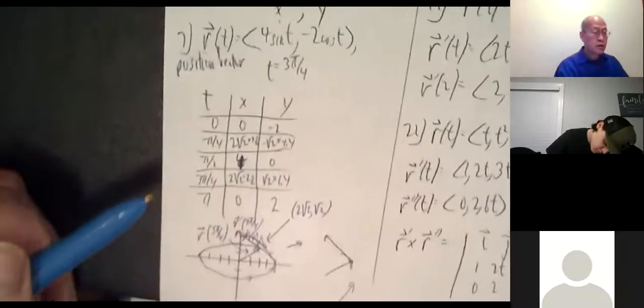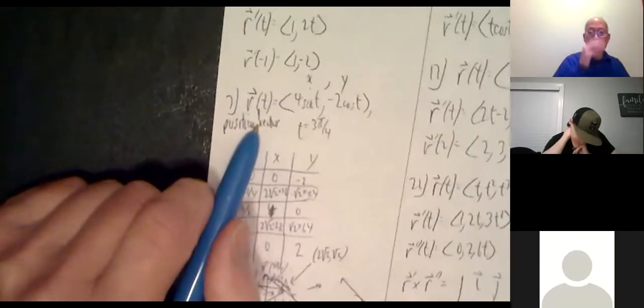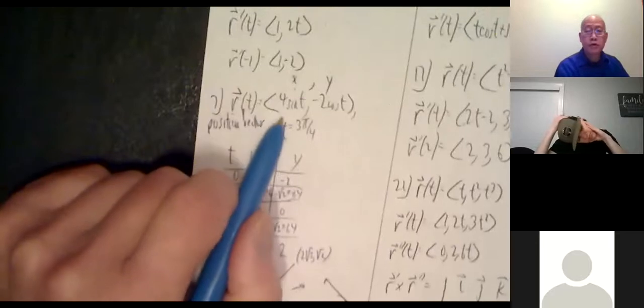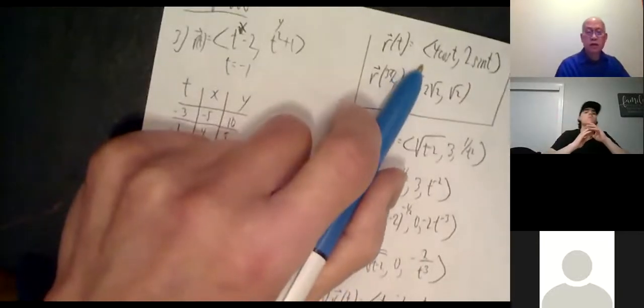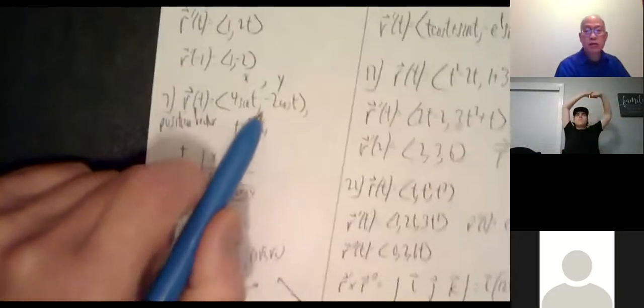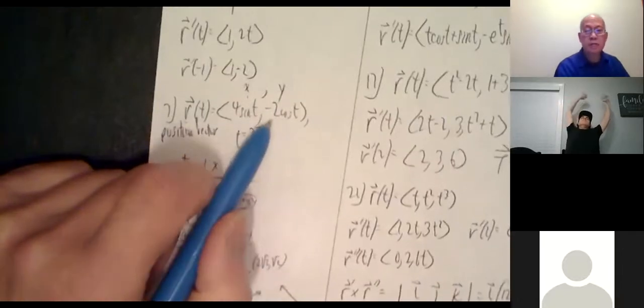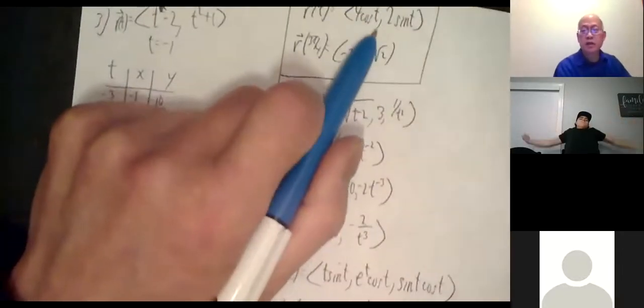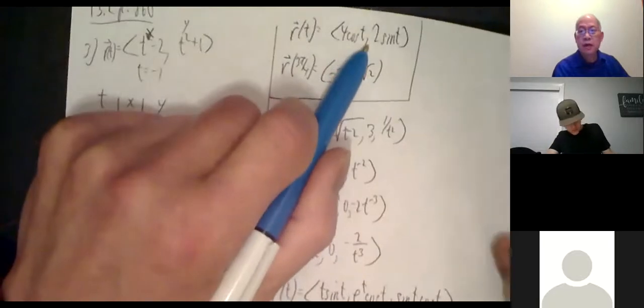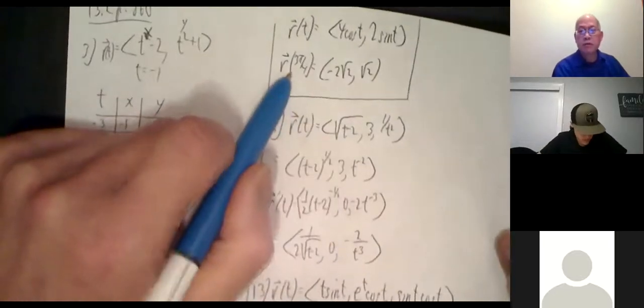Okay, for the derivative, I wanted r prime, the tangent vector. So the derivative is 4 sine t, 4 cosine t. The derivative of negative 2 cosine t is positive 2 sine of t. Then I plug in 3 pi over 4.